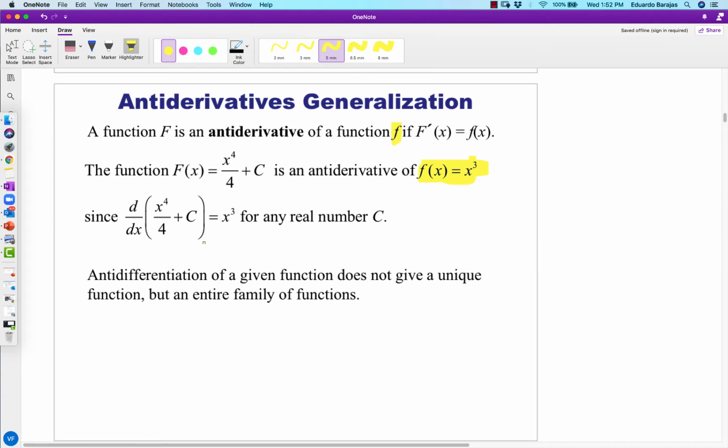But sometimes there might be a very specific antiderivative that you're looking for, and they might give you some information to be able to identify which one it is. And sometimes you'll just be asked to identify that there's a whole family of answers by leaving your results with a plus c at the end.